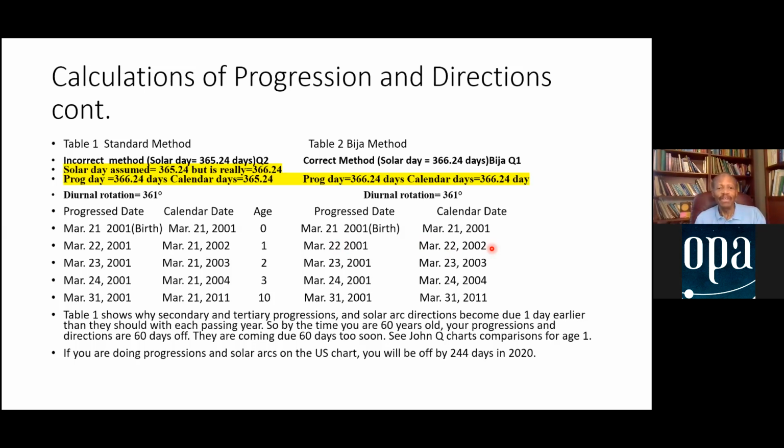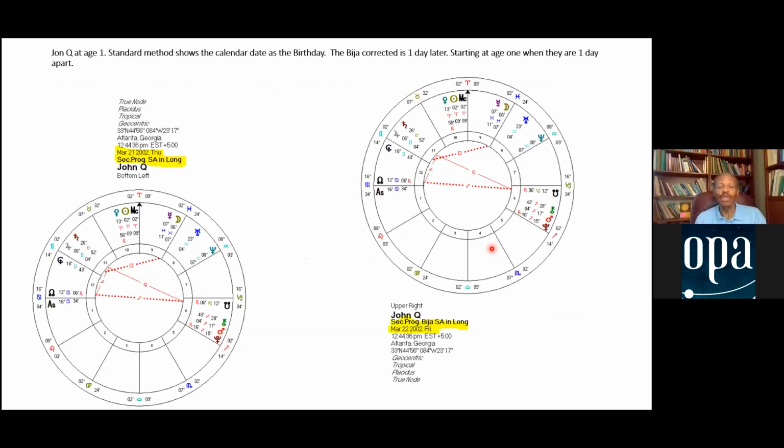So let's look at a progressed chart for a person who is 1 day old. Here we see, looking at the standard solar arc progressions in longitude, the calendar date for a person 1 year old is March 21st, and sure enough, when the Bayesian correction is used, it's March 22nd, 1 day later. So right from the start, right from the first year of age, the progressions are already 1 day off, and they become less accurate as time goes on.